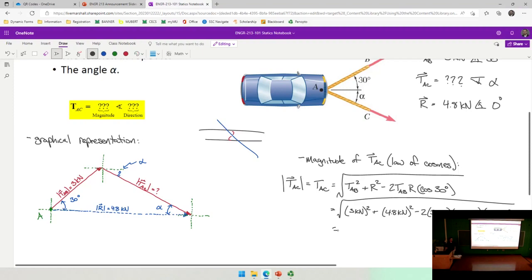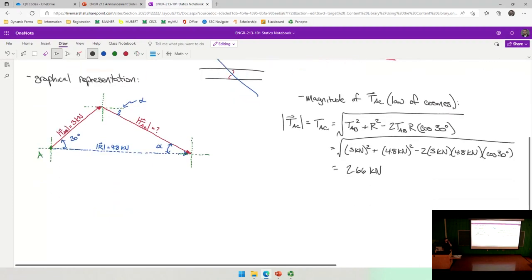Say it again. 13.5. You take the square root? 2.66. Do I have a second on that? That's what I got, 2.66. I would check your exponents and see if you took the square root of the whole thing, because I got 2.66 kilonewtons as well. Yeah, so that's got to be squared. That's got to be squared. Nothing else is. That's a minus, and don't forget the 2 in front of it. You got it? Okay. Everybody else got that? Okay, so we know the magnitude.